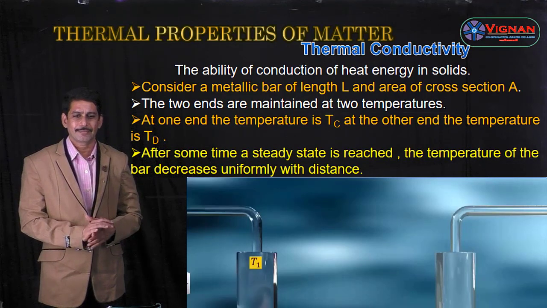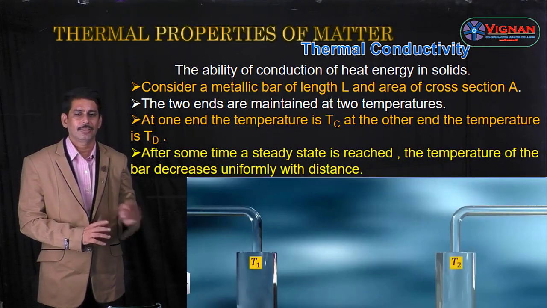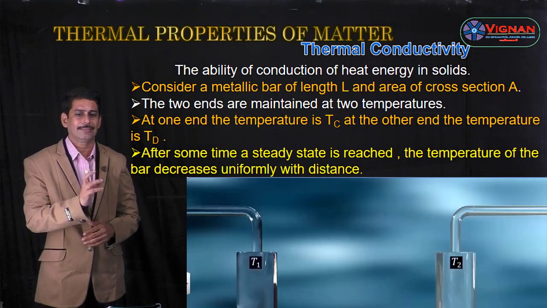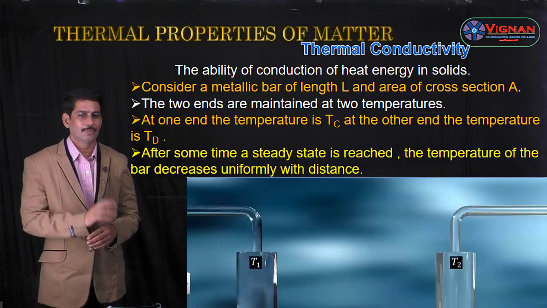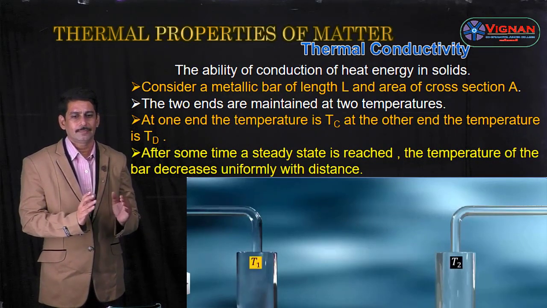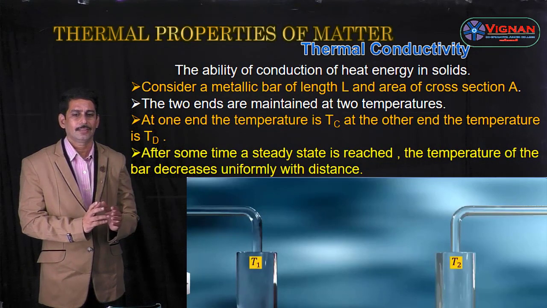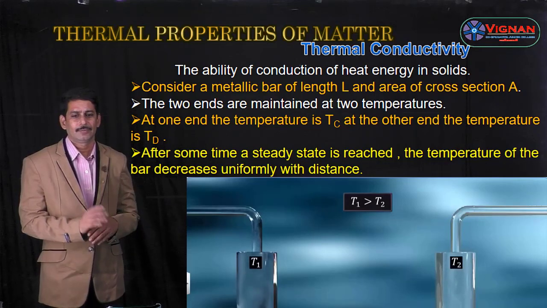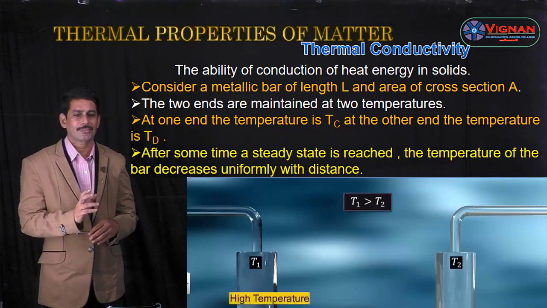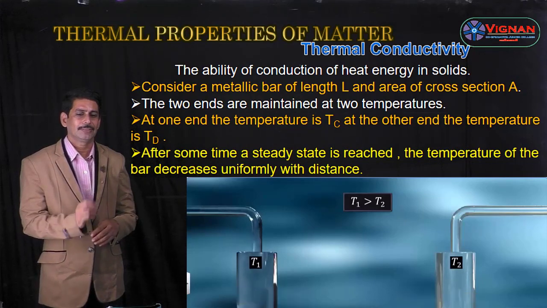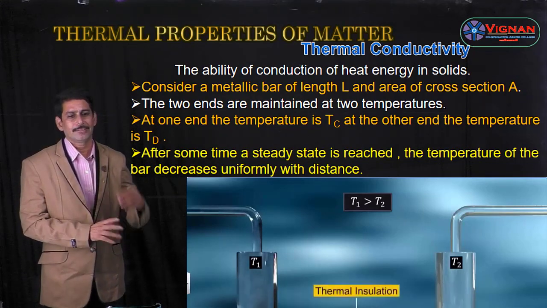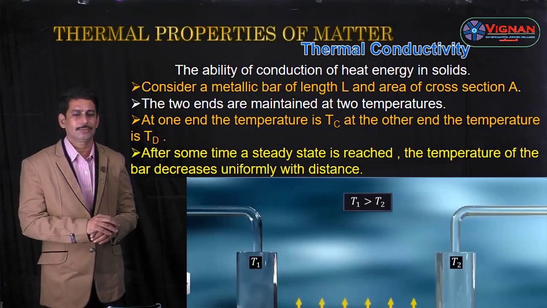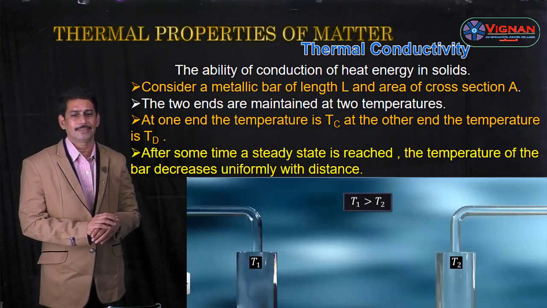For that, let us consider a metallic bar of length L and area of cross section A. This rod is kept in between two chambers, and the two ends are maintained at two different temperatures. At one end the temperature is, let us consider, Tc or T1, and at the other end the temperature is Td.